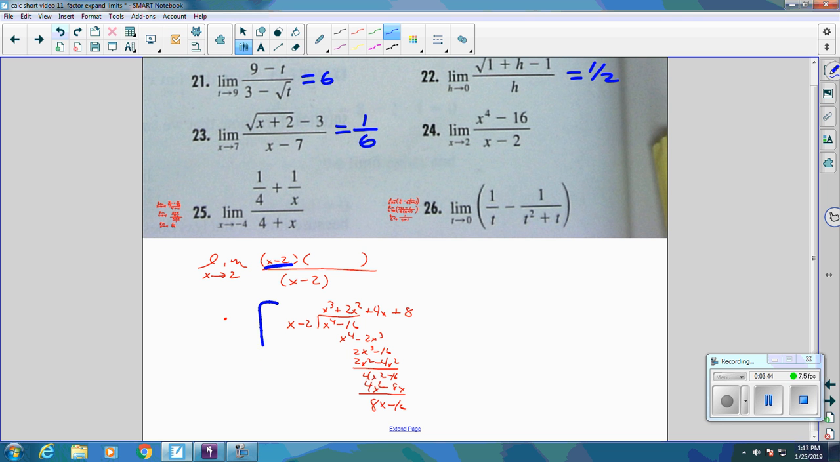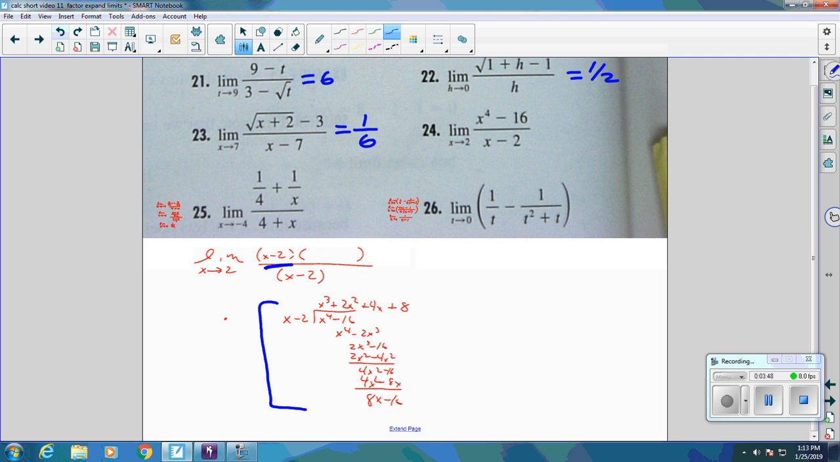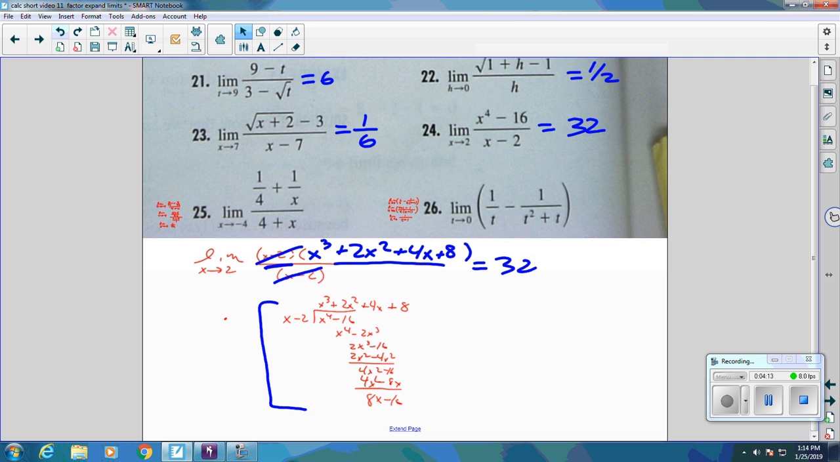I don't want to take time with it, but I'll do a polynomial division down here. That means I can put in x cubed plus 2x squared plus 4x plus 8. Now that this cancels, I plug 2 just into that remaining polynomial. You get 8 plus 8 is 16, plus another 8, 24, plus 8. This is 32. It's just seeing the values here.